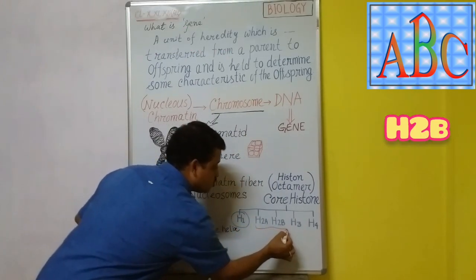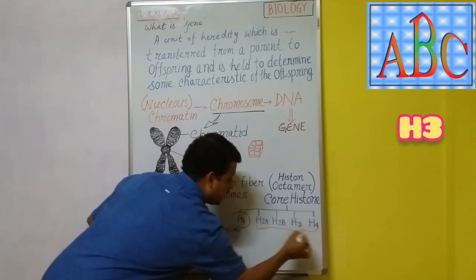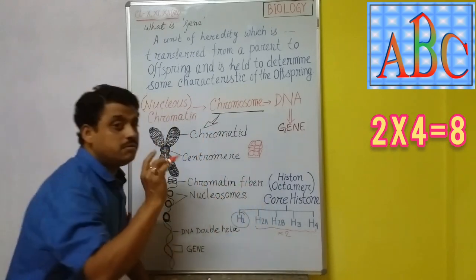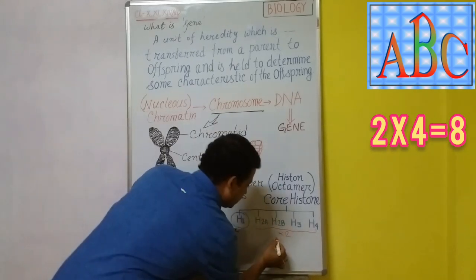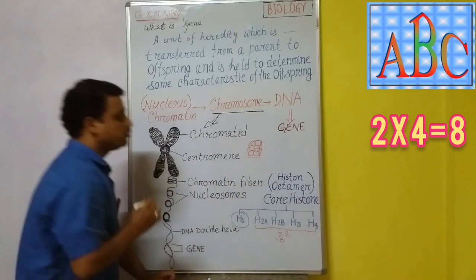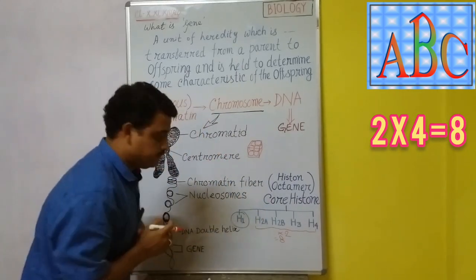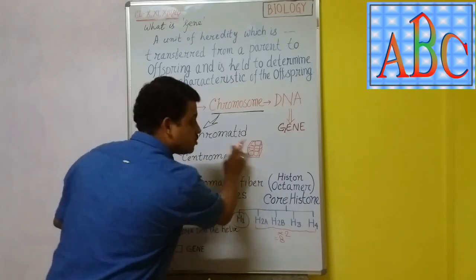These 8 balls are H2A, H2B, H3 and H4, each of 2. That means each kind will be present twice. So finally, there will be 8 balls present for histone proteins. These are called core histone protein.